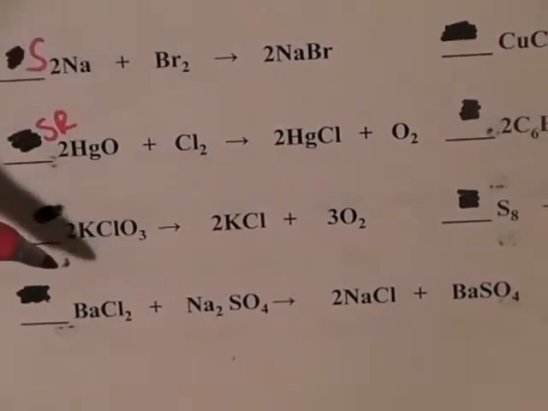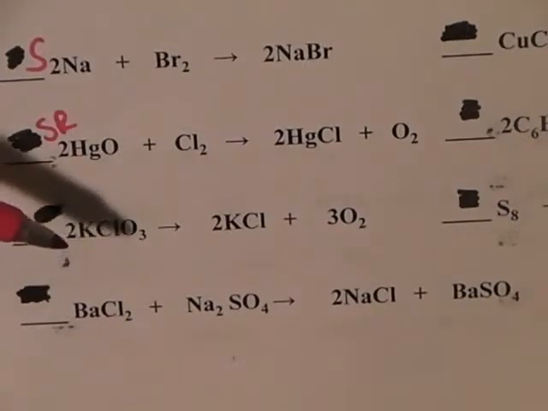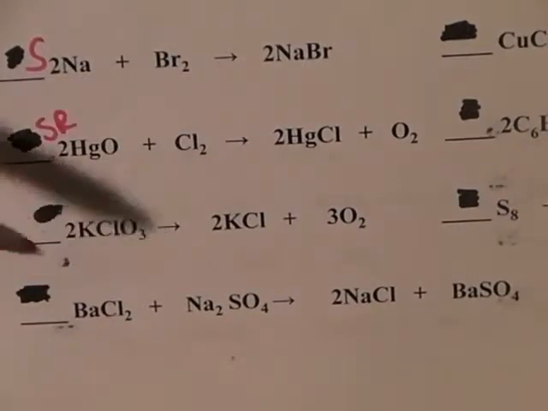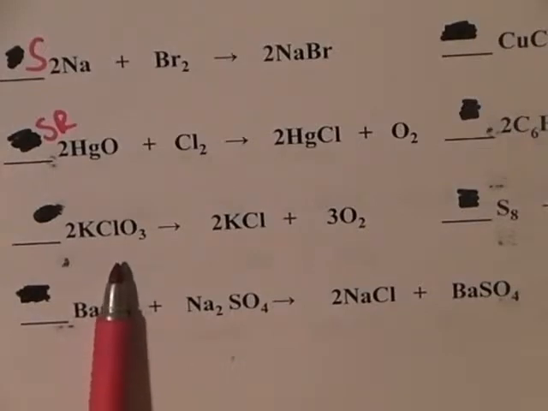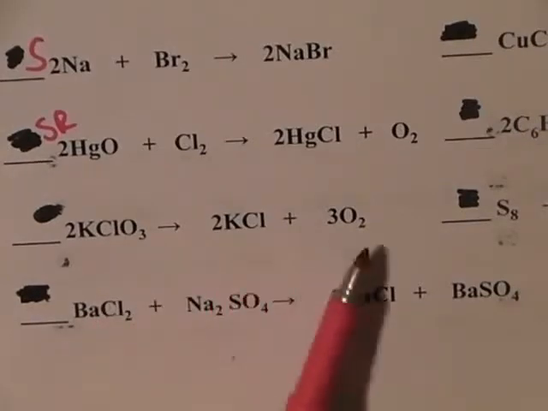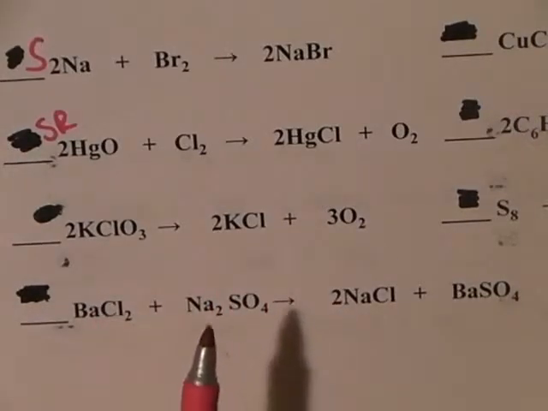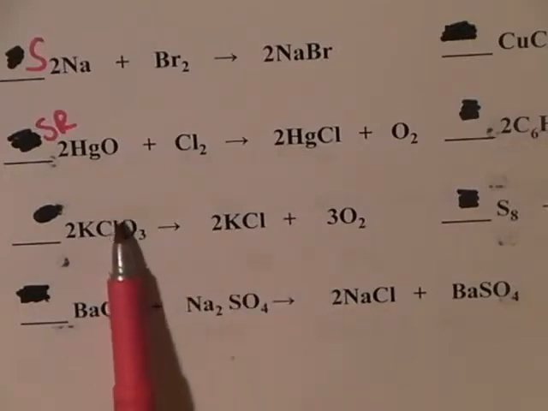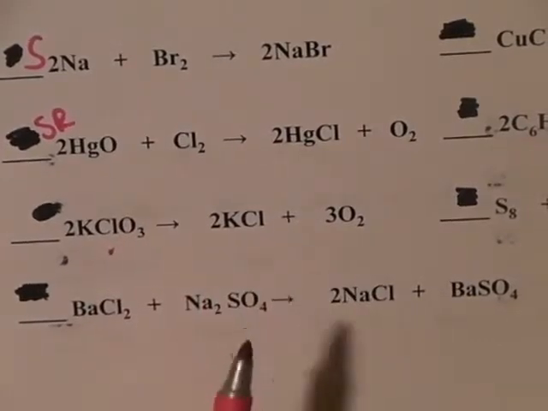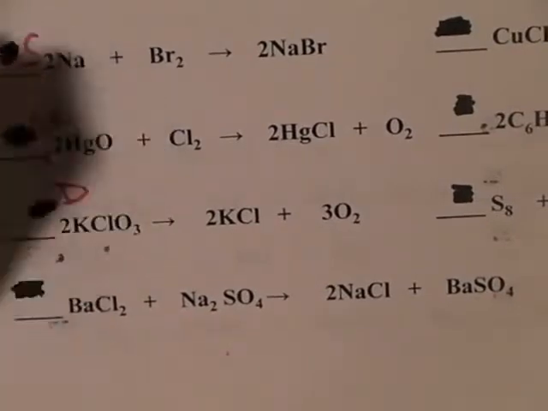Notice here, this one looks a little bit different than the simple ones we've been doing, but it's no more difficult to point out, I don't think. So we've got KClO3, we know that's potassium chlorate, breaking down into KCl and O2. Again, keyword, breaking down. One large substance breaking down into 2 smaller substances. Has to be decomposition.